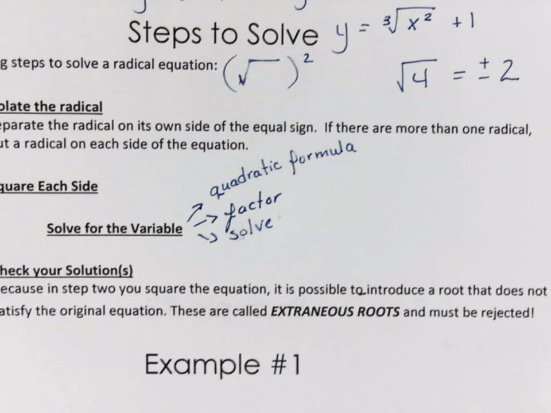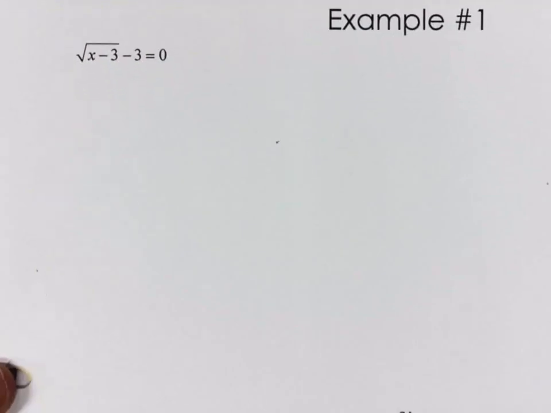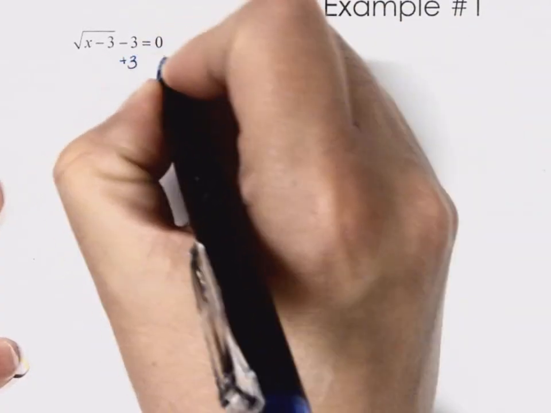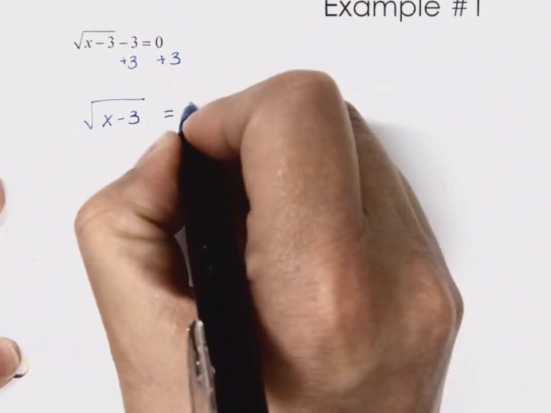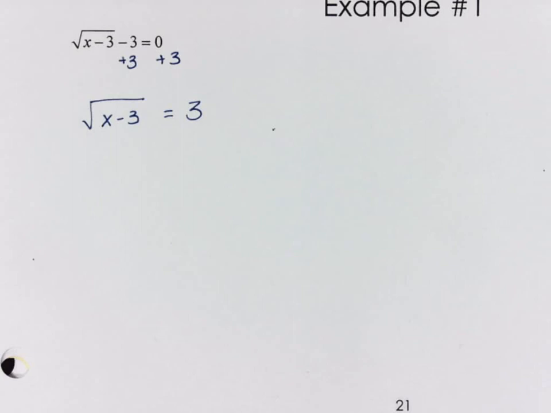Okay, so here we go. First example. Step 1, what am I supposed to do? Isolate the radical. So do you want to move the radical or do you want to move the -3? The 3, right? If the radical is already positive, I wouldn't mess with it. So I'm going to add 3 to both sides. So I have root x minus 3 equals 3. Okay, I did a good job there.